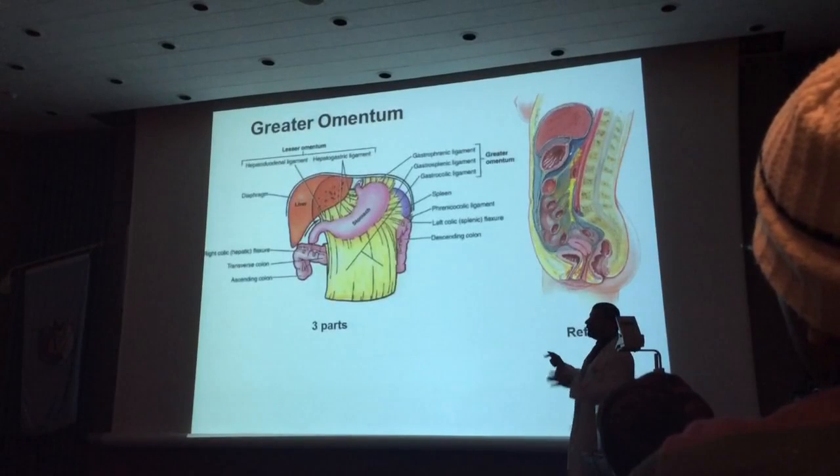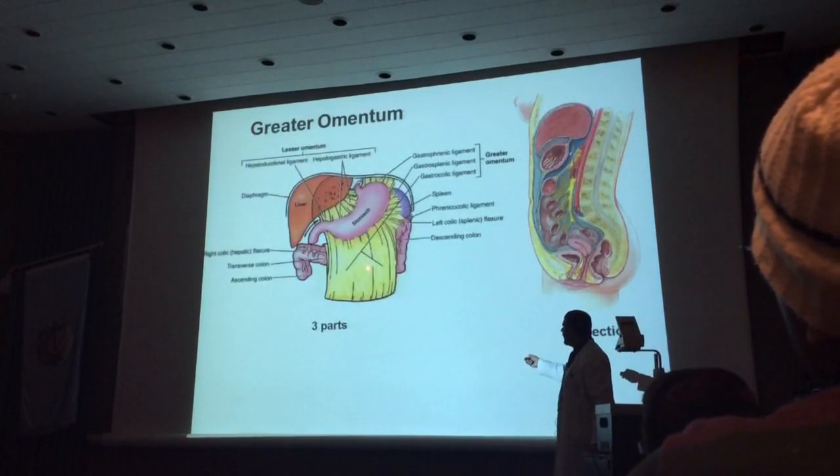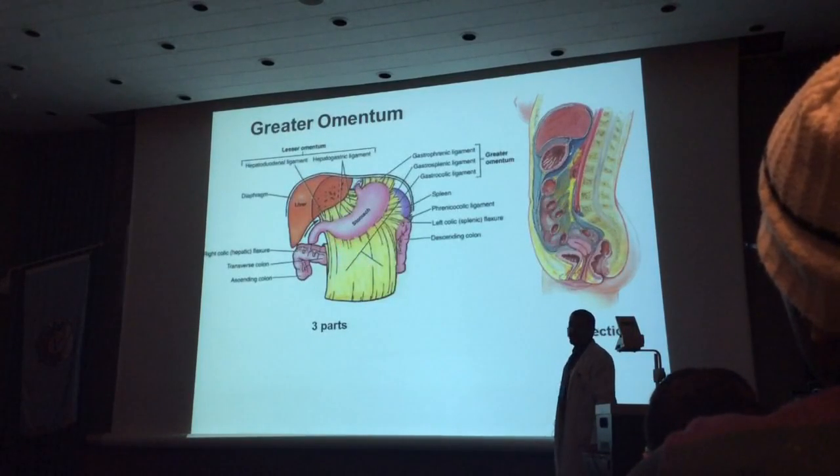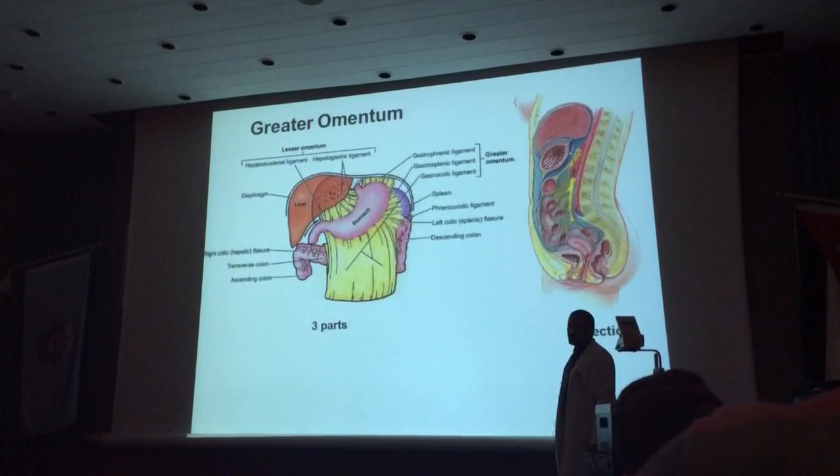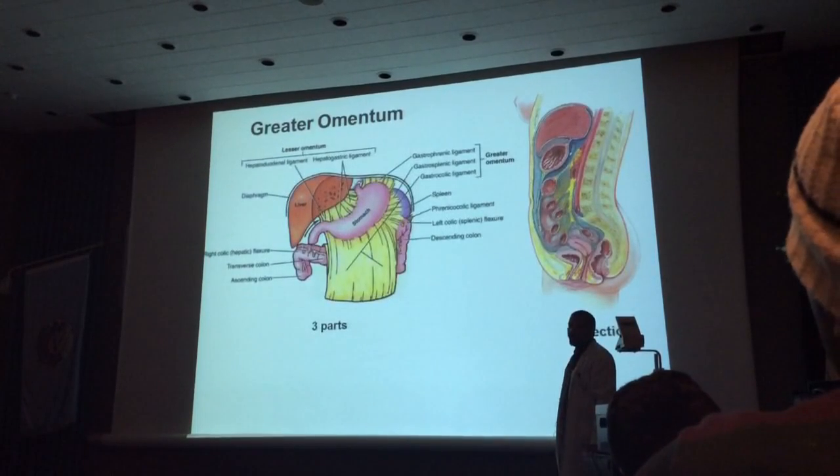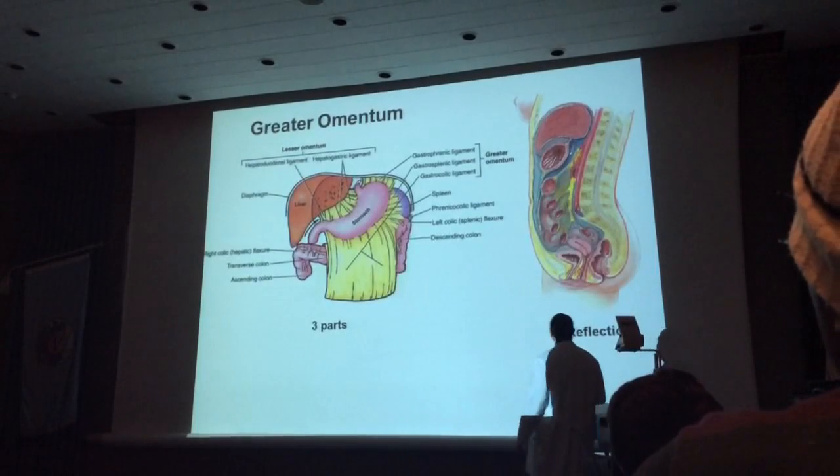And the gastrocolic part only is the 4 layers. Okay? So which part of the greater omentum is made up of 4 layers? The gastrocolic part. Okay? Lesser omentum now.